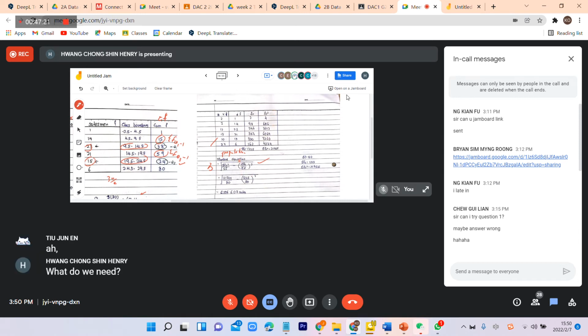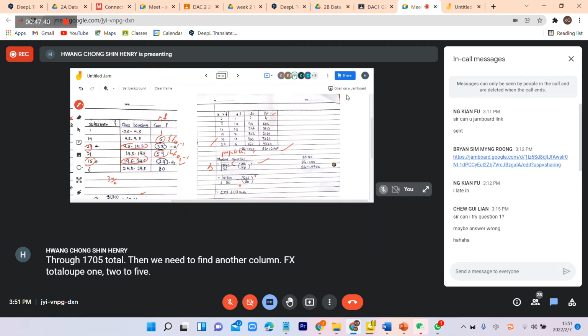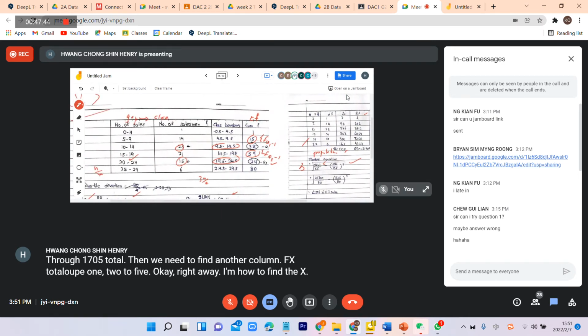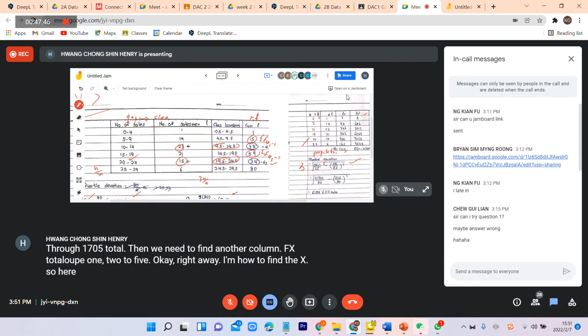What do we need from here? Sum of fx squared, total 21705. Then we need to find another column, fx, total of 1225. Okay, by the way, how to find the x? So here, this is your x, the class mark.